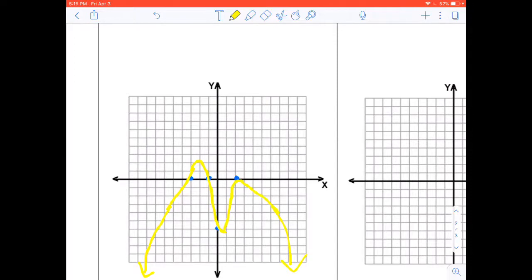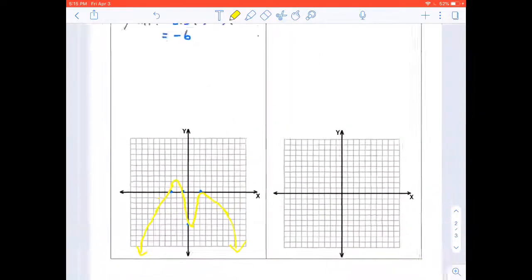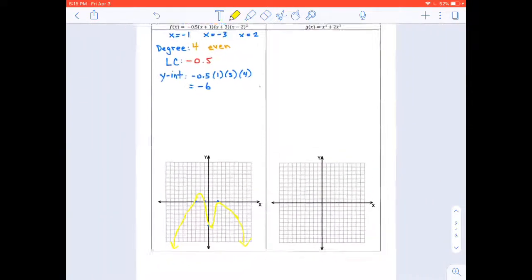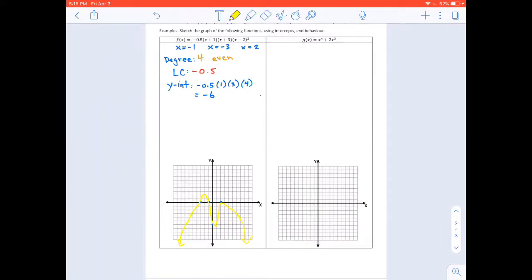So our graph will look something like that, not exact, but we do know how it's going to act at those x-intercepts, and we do know both of the end behaviors should be at the bottom because it's an even function, which means the end behavior should be on the same side, either top, top, or bottom, bottom. But the fact that it's a negative leading coefficient tells me that it's going to be from the bottom to the bottom, just like a negative leading coefficient for quadratics. It started on the bottom left and ended on the bottom right.